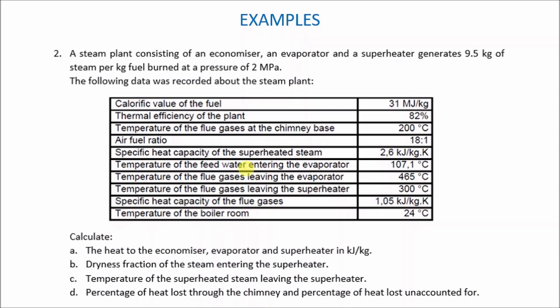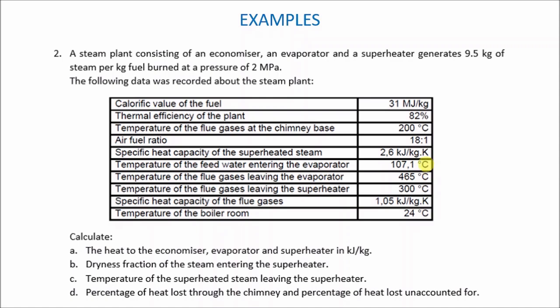Really, really important. Now, you are also given the temperature of the feed water entering the evaporator. Okay, so that's out of the economizer into the evaporator, because when they speak of the feed water, now you are no longer looking at the diagram for the flow of the flue gas, but now you are in the diagram for the flow of water. And you are told that the temperature of the feed water entering the evaporator is 101.7 degrees. The feed water entering the evaporator is the same as the feed water that came out of the economizer. So it's H2.